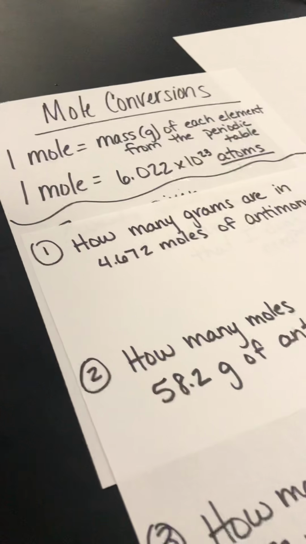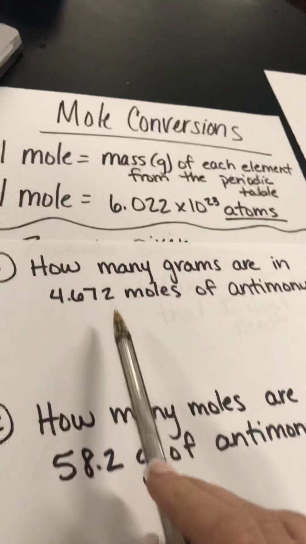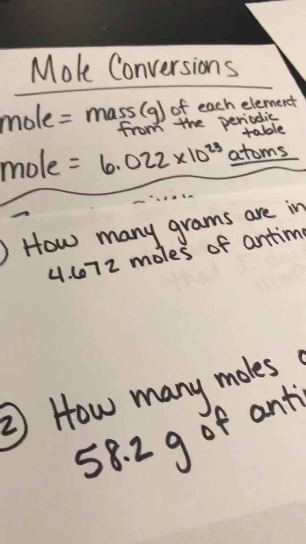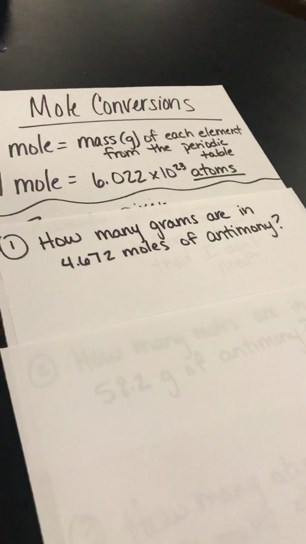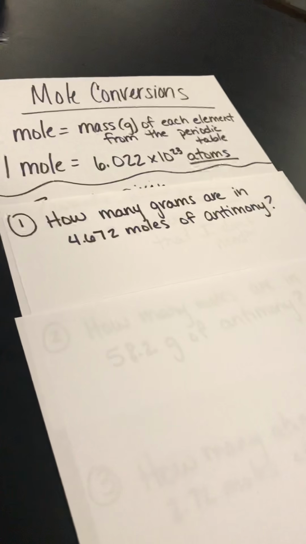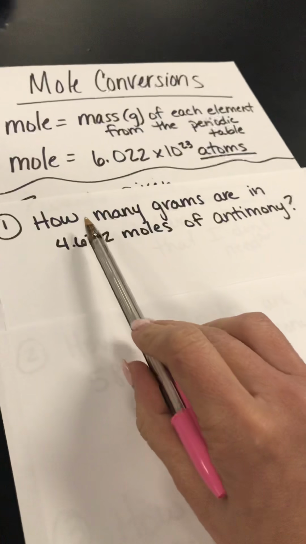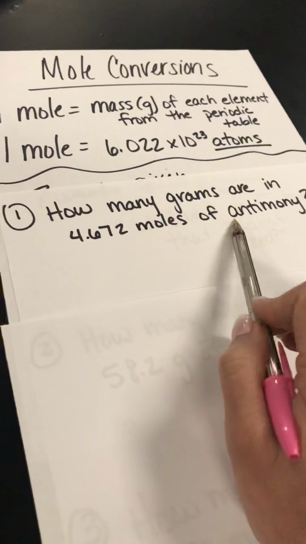Okay, so let's put these relationships to work. I'm going to read the problem. Looking at number 1 here, I'm going to figure out what the question is asking for, what the question is giving me, and then figure out where to go from there. This question says, how many grams are in 4.672 moles of antimony?